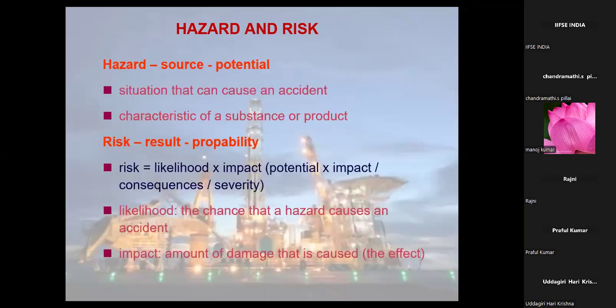Here we will define what hazard and risk are. Hazard is the source or the potential to cause an injury, a situation that can cause an accident or incident, or a characteristic of a substance or product that can cause an incident. And a risk is the result of the hazard. If you have a hazard, then you have the result. That result is called the risk, or the probability. What is the probability? The likelihood.